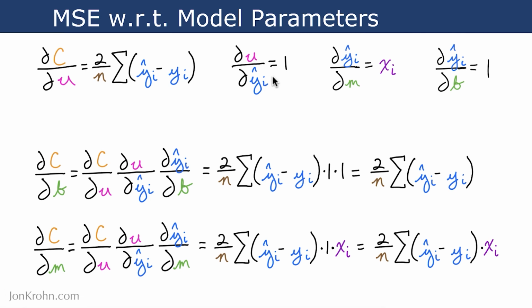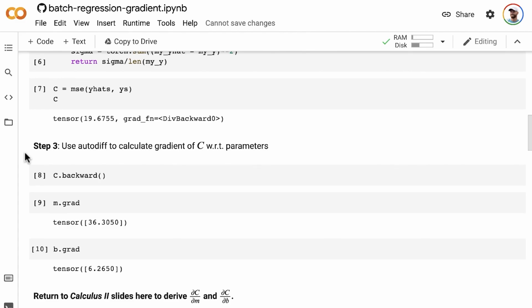Okay, so now armed with our 2 partial derivatives, ∂C/∂b and ∂C/∂m, we can jump back into our hands-on code demo and confirm whether Autodiff gets the same values with real numbers as when we use our manual derivations of these partial derivatives. Okay, so when we used Autodiff to calculate the gradient of cost with respect to m, we got 36.3 as our value back in our batch regression gradient notebook.